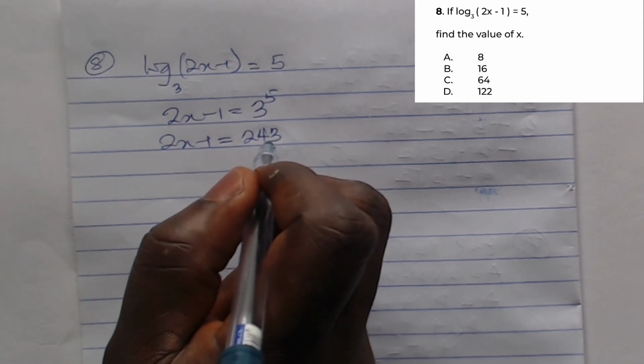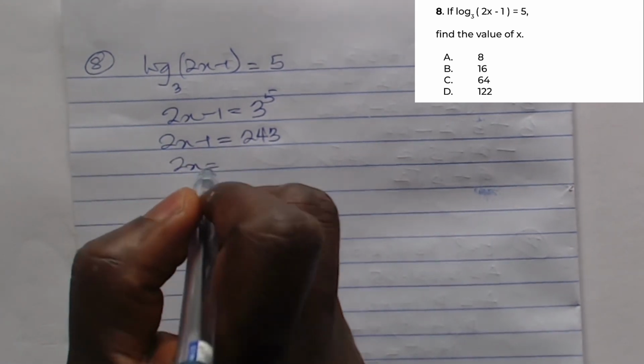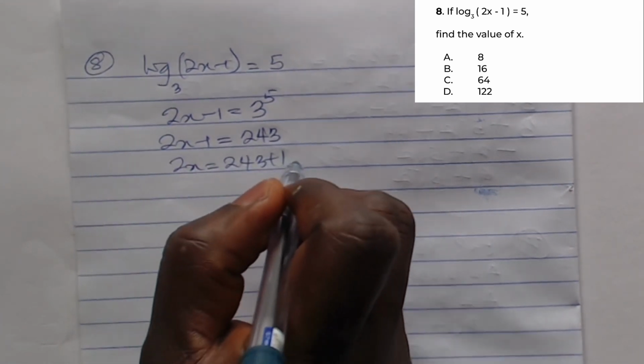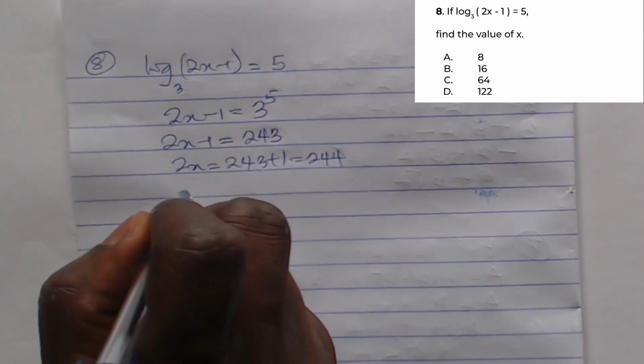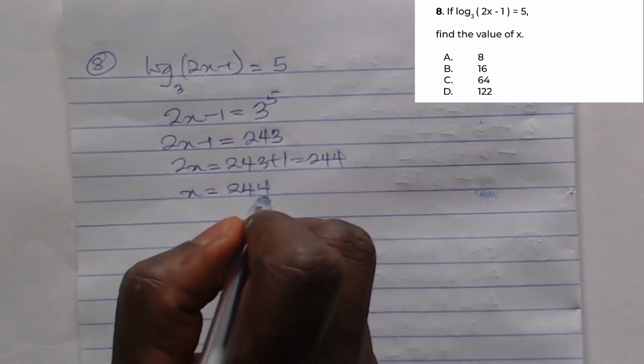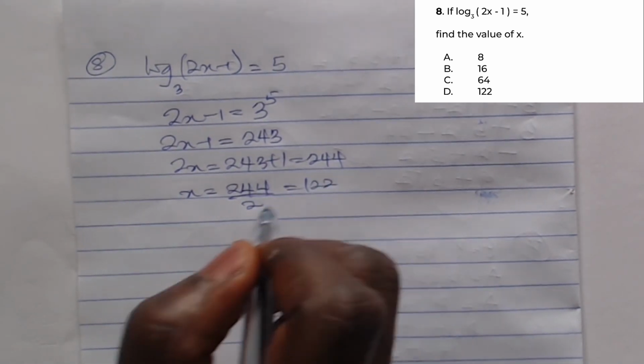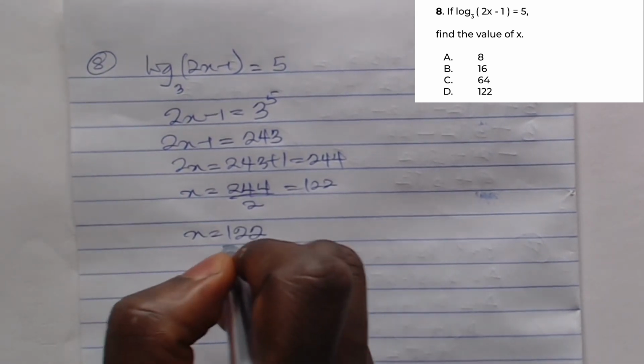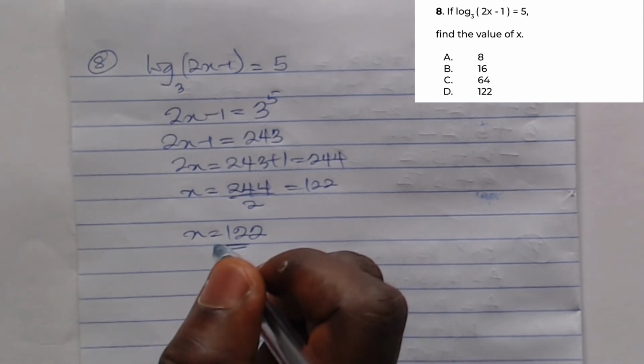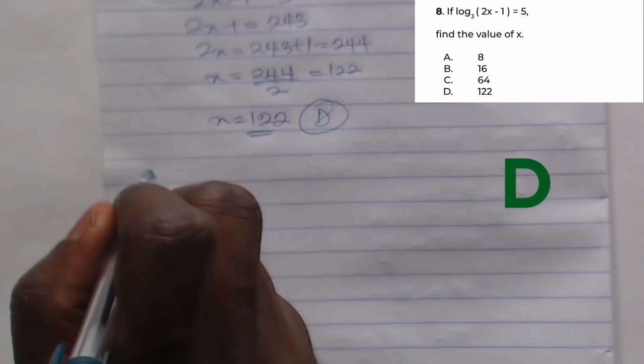You take 1 to the other side of the equation. We have 2x is equal to 243 plus 1, which is equal to 244. When you divide both sides by 2, we are going to have 244 divided by 2, which is 122. So x is equal to 122. That is your final answer for question number 8, which is option D. Let's look at question number 9.